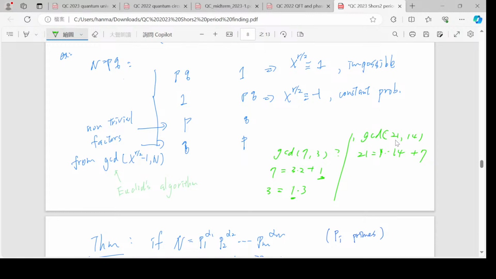For 21 and 14, you do 21 divided by 14 is 1 plus the remainder 7. And then 14 is 2 times 7. So you know this 7 is the greatest common divisor. It's called 辗转相除法 in elementary school. Anyway, you have this very fast algorithm, and you can find the GCD.